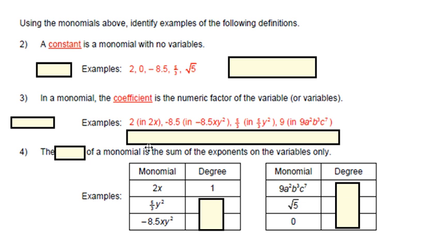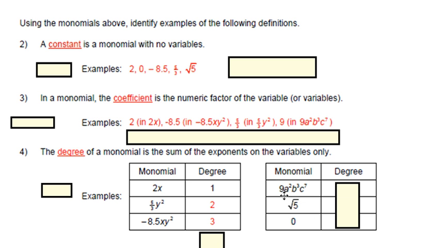Well, the blank of a monomial is the sum of the exponents on the variables only. So if we look at the variables, and we look at the sum of their exponents, that's going to give me what this column is called, which is the degree. So what's the degree of this one? Well, the variable has an exponent of 2. And what's the degree here? Remember, be careful here. There's an understood 1 with the x, and there's a 2 with the y, 1 plus 2, because it says it is the sum. So this degree is 3.